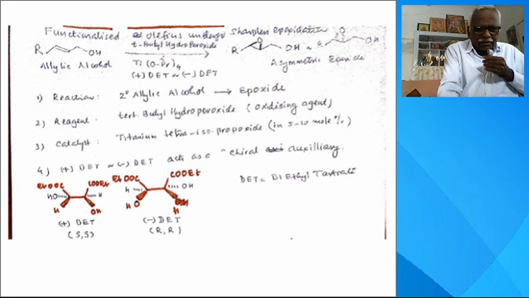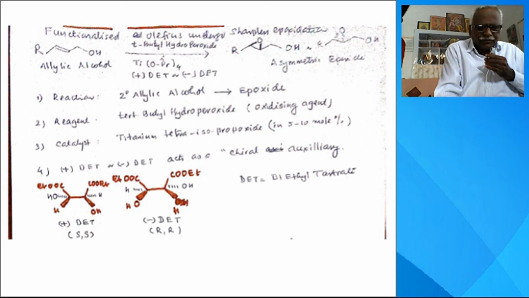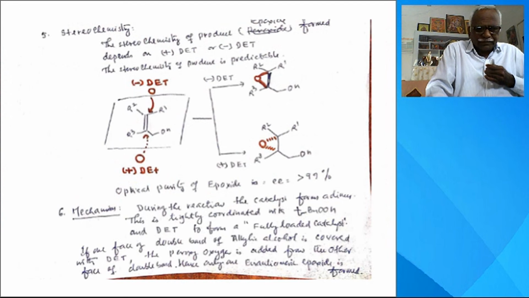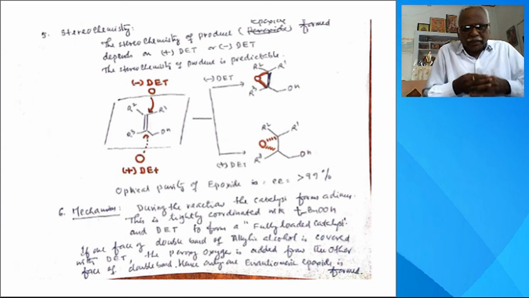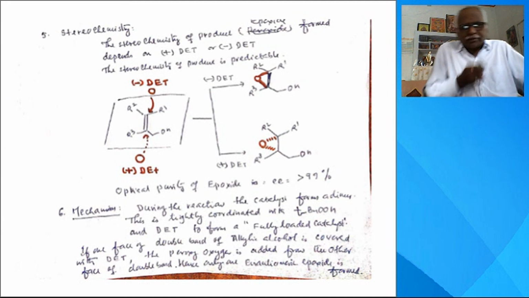By using these auxiliaries, they control the stereochemistry of the reaction. The product is highly stereoselective, highly enantioselective. Here we can predict what type of product is formed from the reaction.